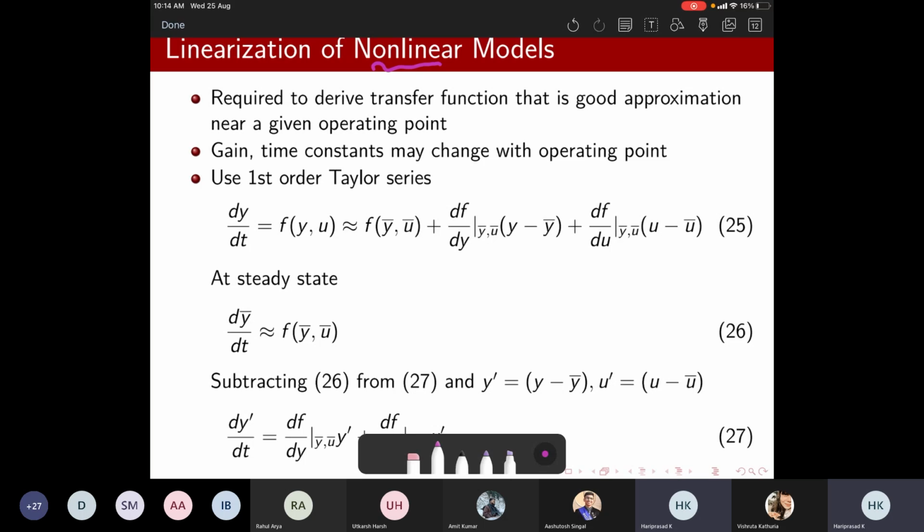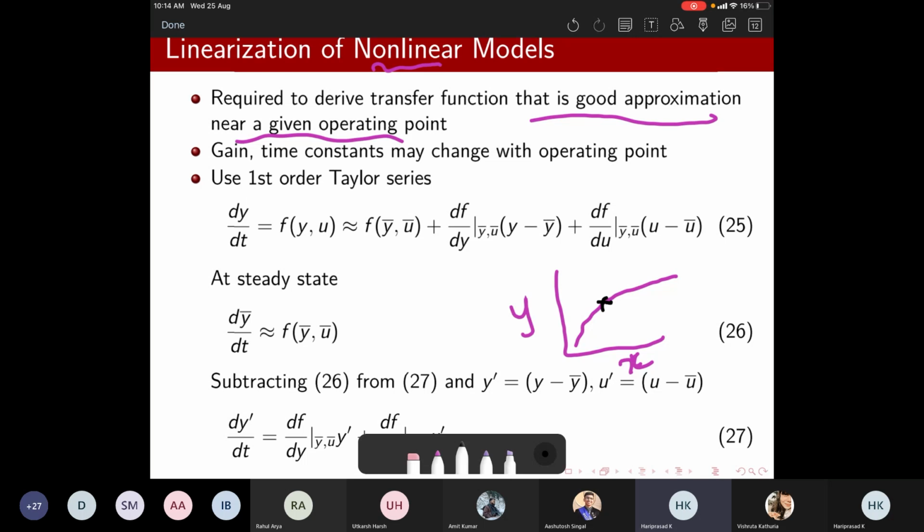So how do you deal with such a situation? You have a nonlinear model, and you find a good approximation near an operating point. This is a very key aspect. The linearized model is only valid at the point of linearization. Let's say this is your operating trajectory, y versus t, or maybe y versus x. If you linearize, basically what are you doing? You are drawing a tangent here. This is what linearization essentially means.